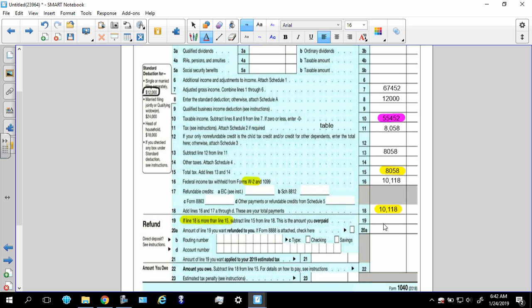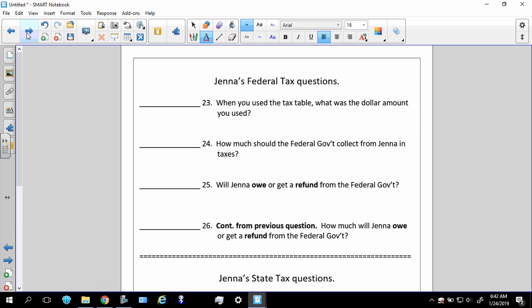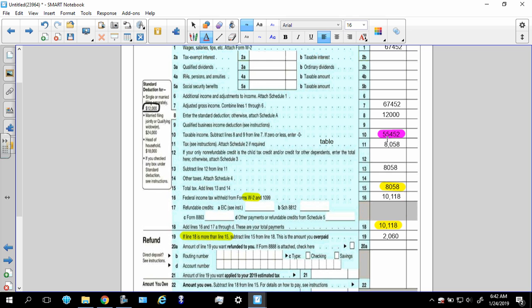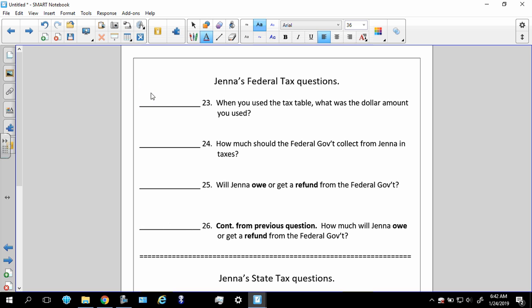All right. So I'm going to find the difference by subtracting. $2,060. All right, there we go. That is the refund. Now I threw some questions in here to answer with this. Off to the right, it says Jenna's federal tax questions. When we used the table, what was the dollar amount you used? Meaning, what was the number you looked up? Going back to the table, we looked up 55,452. If you can answer these questions, I know that you did it right.